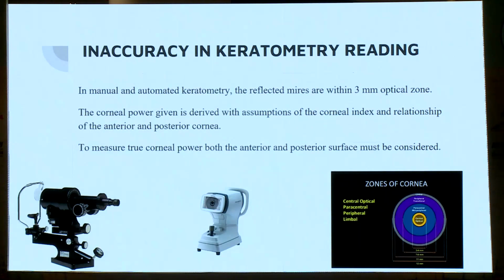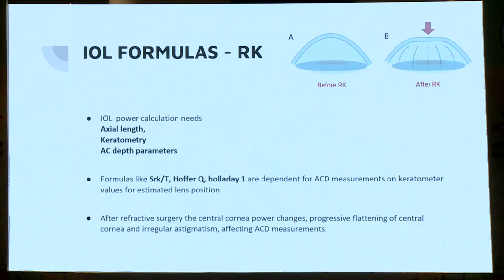Now, there is an inaccuracy in the keratometry reading. Why is that? Because the manual and the automated keratometry, the reflected mires, are within 3 mm of the optical zone. The corneal power given is derived with assumptions of the corneal index and the relationship of the anterior and the posterior cornea. To measure the true corneal power, both the anterior and the posterior surface must be considered. So let's look into the IOL formulas that are required for patients with RK.